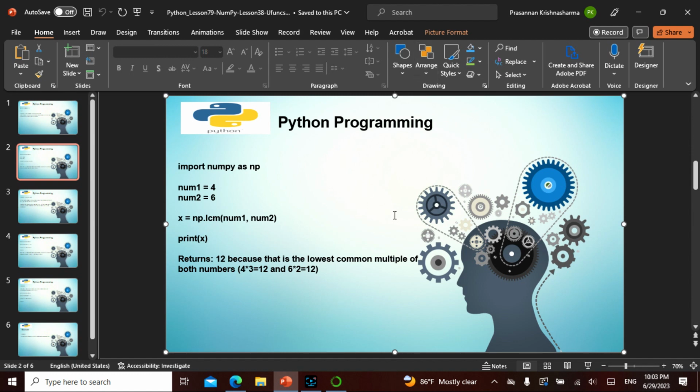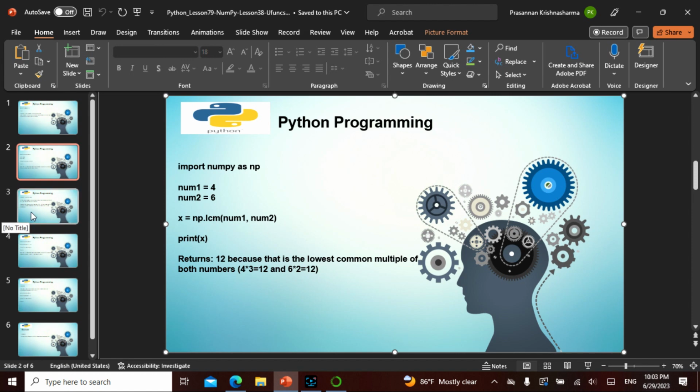Now say I have 4 and 6. I divide by 2 and it goes to 2, 3. So I know I have 3 and I know I have 2. If I put 4 here and 6 here and divide by 2, I get 2 and 3, which is not further divisible. That is exactly what is coming here. 4 times 3 is 12, 6 times 2 is also 12. So that is why the lowest common multiple is 12.